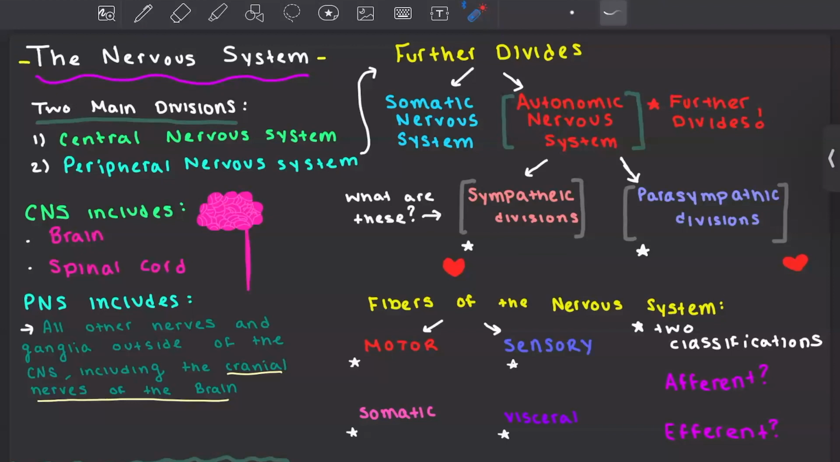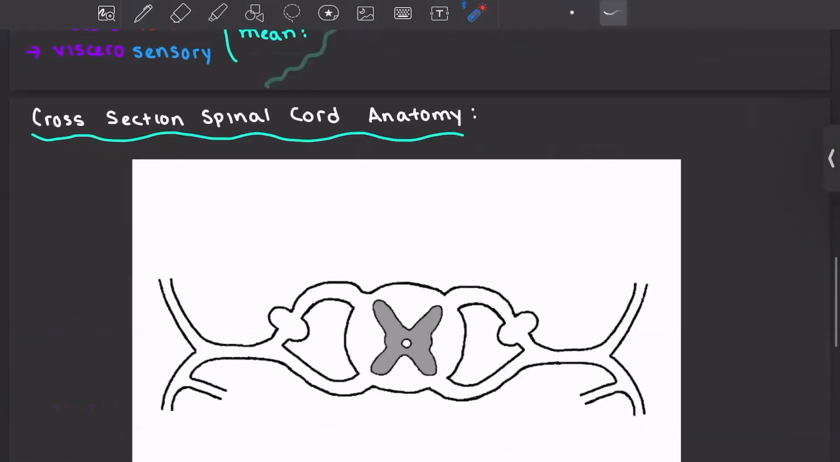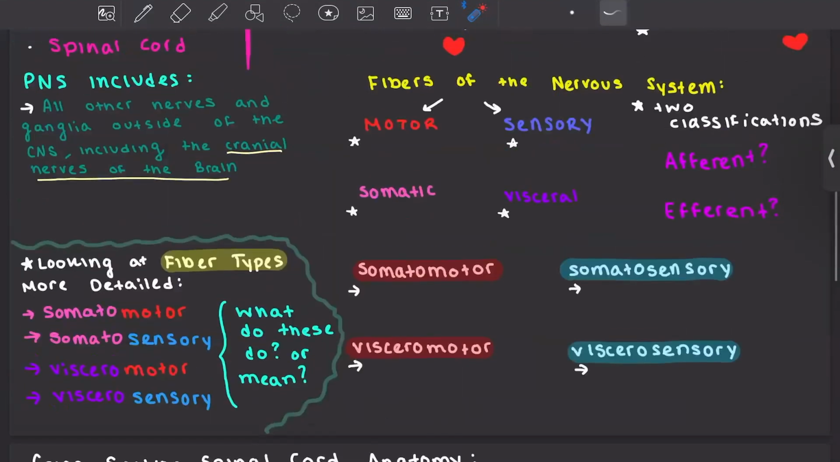So then what's the peripheral nervous system? So I wrote a definition here that the peripheral nervous system includes all other nerves and ganglia outside of the CNS, including the cranial nerves of the brain. Now, please note the cranial nerves of the brain, I'm not going to be talking about in this video, but I will be making another video about them because it gets a little more complex, and I just think that's way too much for a basics of the nervous system video. So ganglia are going to be where cell bodies are found, and I'm going to show a cross section real quick towards the end of the video, where we'll talk more about ganglia and where they are on that cross section of the spinal cord.